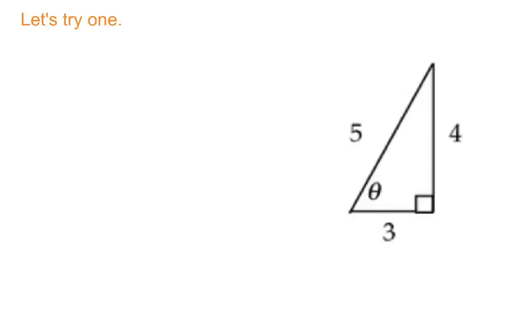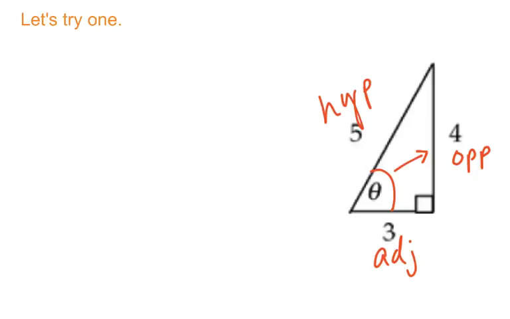So let's try one. We have this right triangle. The sides measure 3, 4, and 5. And we have this angle theta right here. So first we can go ahead and label this. Opposite of theta is 4. Adjacent to theta is 3. And the hypotenuse, again, is always across from the 90-degree angle. It's 5.